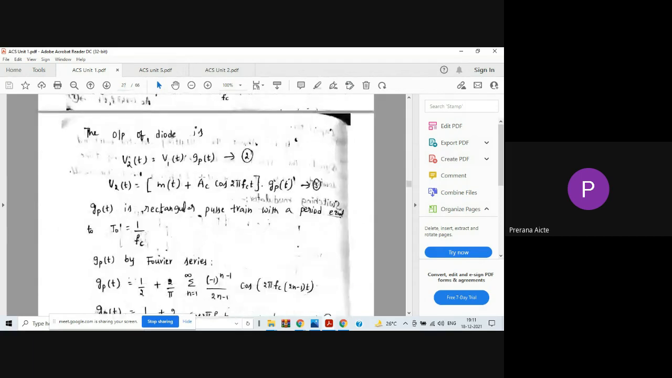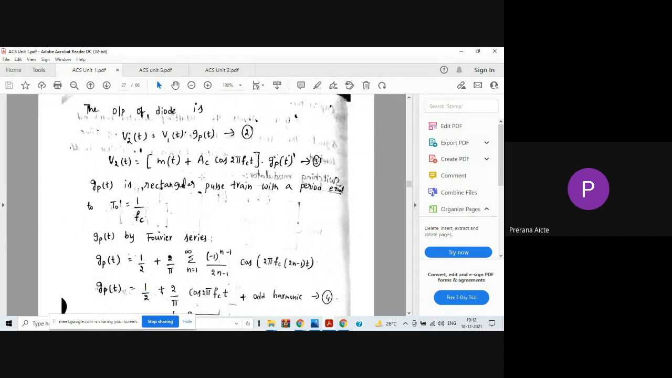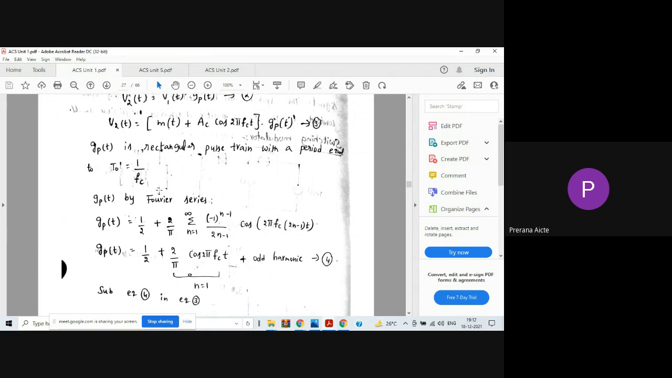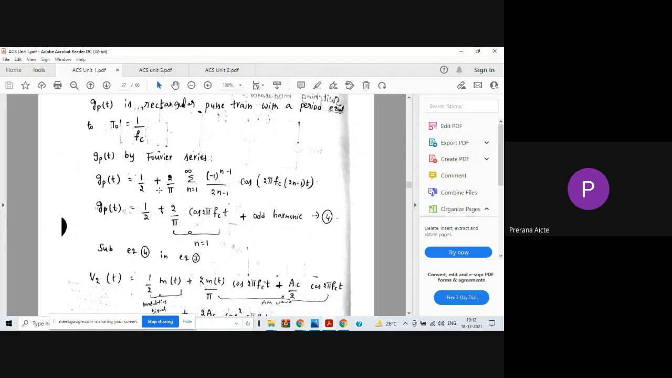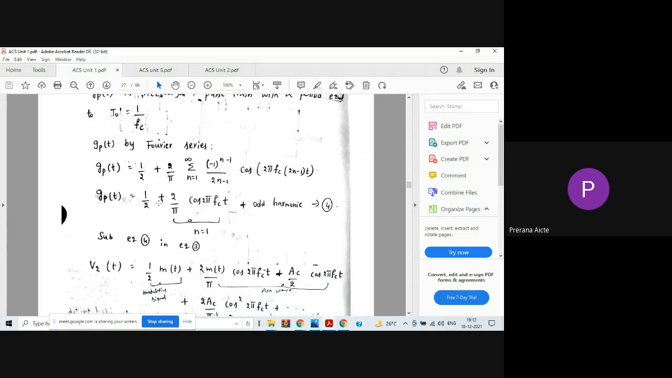See, how do you write it? V2 of t equal to V1 of t into Gp of t. So what is V1 of t? We said, right, a combination of message signal and carrier signal. So the message signal is M of t plus AC into cos 2 pi fct, into Gp of t. What is Gp of t? Nothing but a rectangular pulse train. We are representing Gp of t with a Fourier series expansion. What is that? Gp of t equal to 1 by 2 plus 2 by pi cos 2 pi fct.